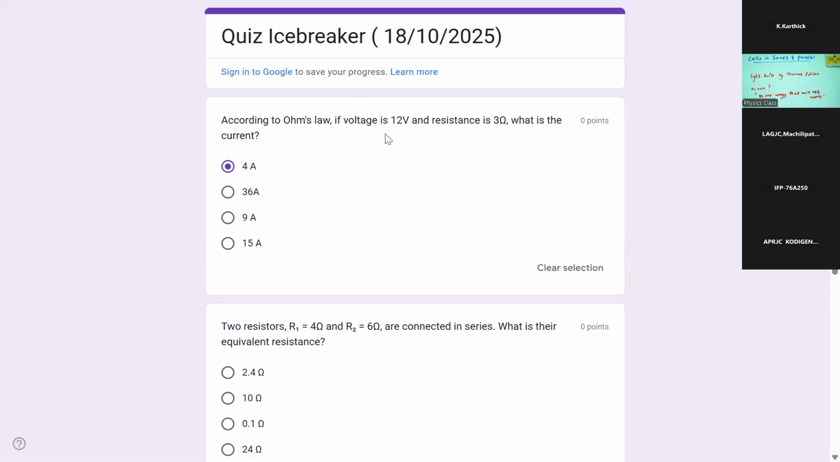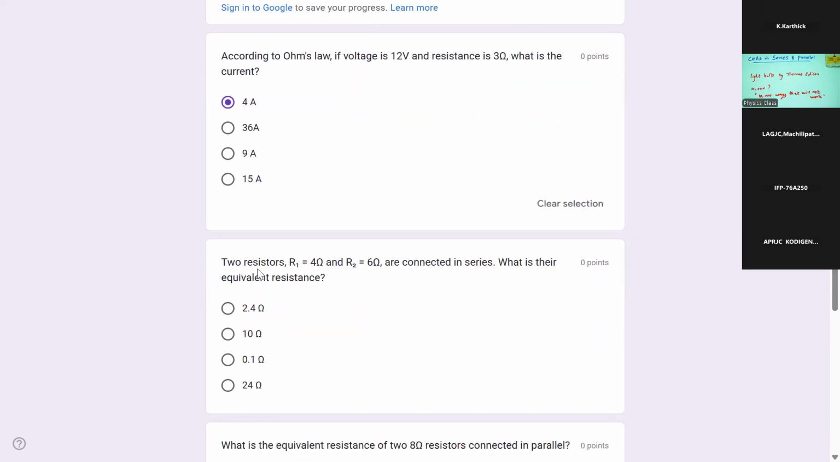Okay. So 12 volt, 3 ohm, 4 ampere. A means ampere. Okay, good. Okay, next. Two resistors, R1, 4 ohm, R2, 6 ohm, are connected in series. What is the equivalent resistance? Already you know the formula for resistors in series and parallel connection. So you have two resistance values: R1 is 4 ohm and R2 is 6 ohm.